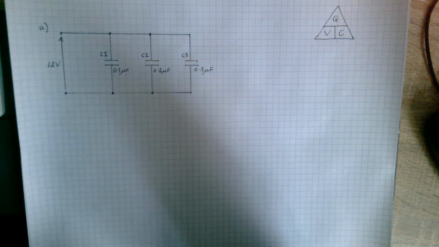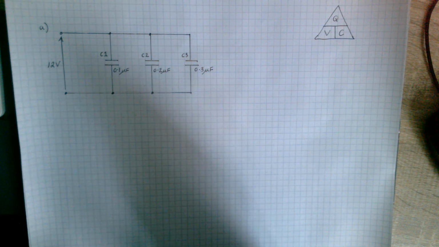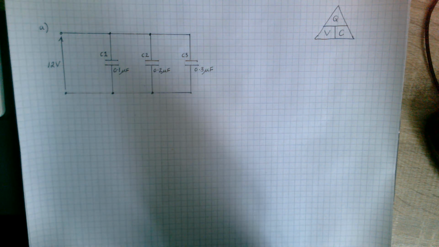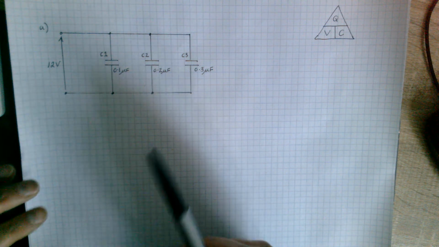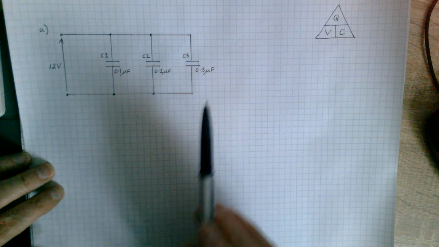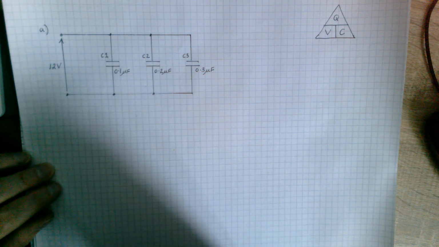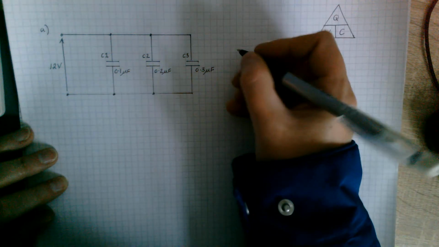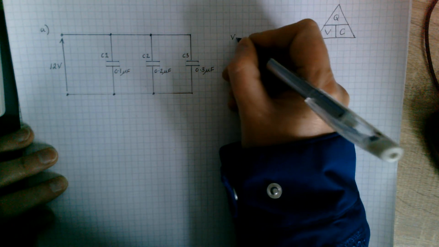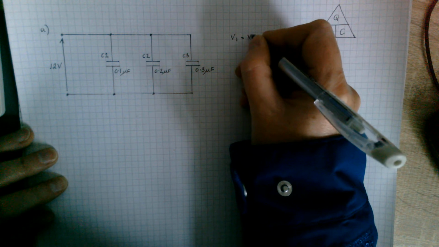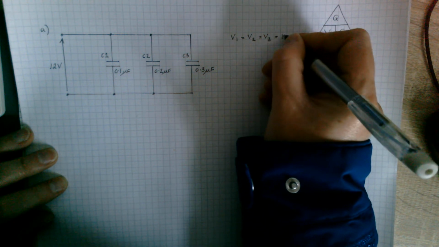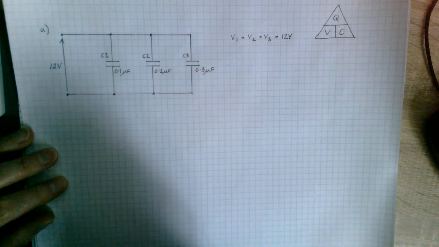When capacitors are connected in series, the same charge and current for the same time will pass through each capacitor. That's the same as current in a series circuit. And when capacitors are connected in parallel, like they are in this circuit, the same voltage will appear across each capacitor. So the voltage across capacitor 1 will be equal to the voltage across capacitor 2, which will be equal to the voltage across capacitor 3, which will be that 12 volts.